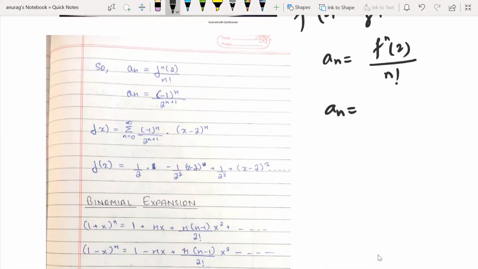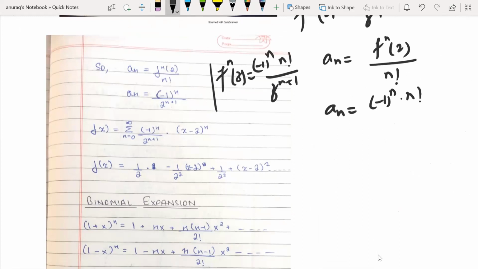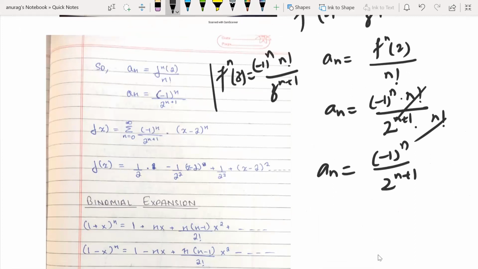So it will be the nth derivative. What is the nth derivative of 1 over z? It is minus 1 to the power n factorial n over z to the power n plus 1. So it will become minus 1 to the power n factorial n over 2 to the power n plus 1, divided by factorial n. So this is cancelled out. So a_n is minus 1 to the power n over 2 to the power n plus 1.